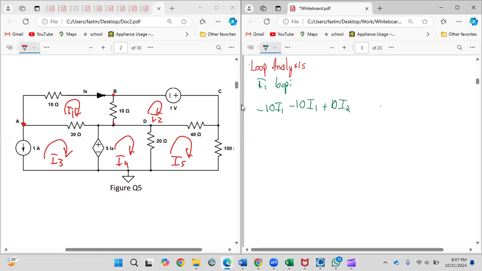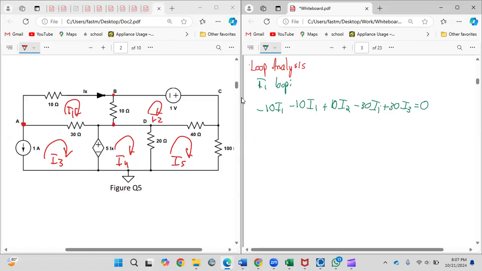Because you assume the forward direction to be negative, anything going in the opposite direction will be plus. Now let me go into the 30. Same idea: it will be minus 30 I1 and plus 30 I3, going in the opposite direction. And you're back to where you started. That just equals 0.